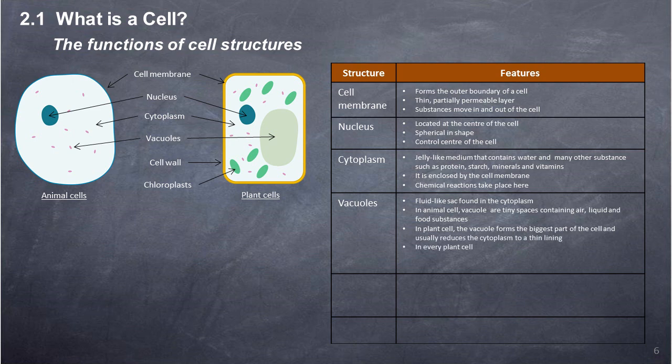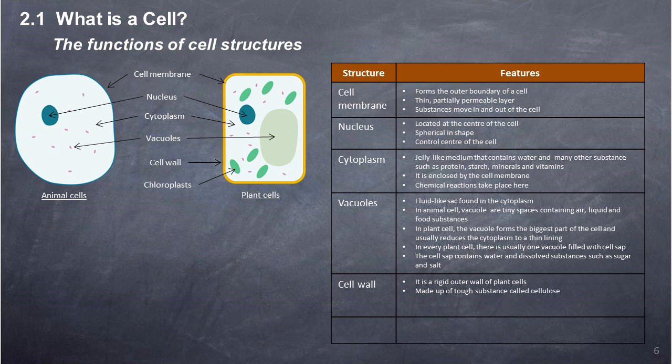In every plant cell, there is usually one vacuole filled with cell sap. The cell sap contains water and dissolved substances, such as sugar and salt. Cell wall. It is a rigid outer wall of plant cells, made up of a tough substance called cellulose, which forms a layer around the cell. It supports and gives shape to the cell.